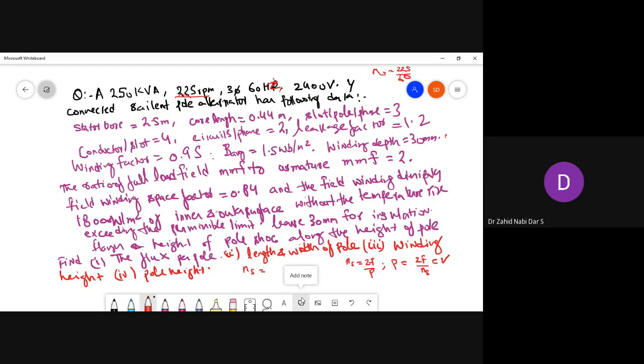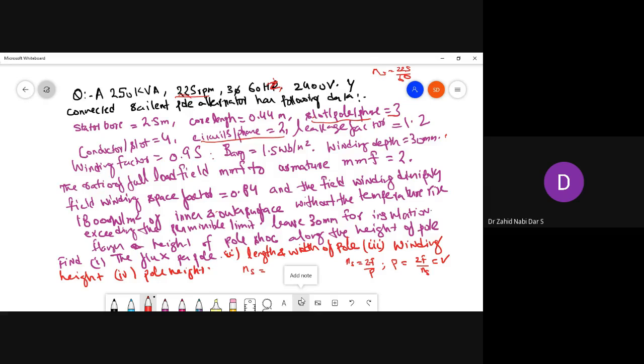So from here you can calculate the number of poles. Once you get the number of poles, then the total number of slots would be equal to what? Tell me the total number of slots. The total number of slots is based on slots per pole per phase. If you notice here, slots per pole per phase is equal to 3. But circuits per phase is equal to 2. So what does that mean?